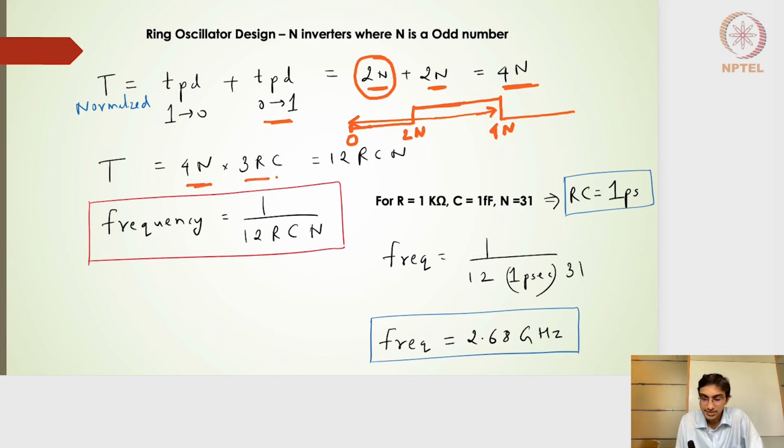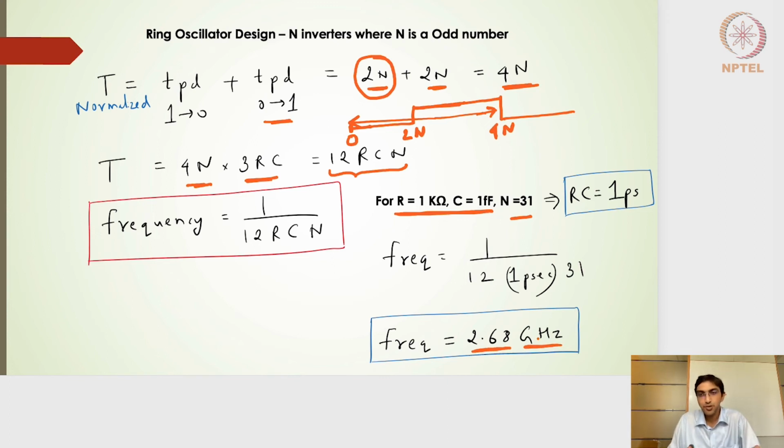4n multiplied by 3RC will be my absolute value, which will be nothing but 12RC into n. So the frequency here will be nothing but 1 by 12RC into n. If R and C are 1 kilo ohm and 1 femtofarad, giving 1 picosecond, or you can consider 10 kilo ohms and 0.1 femtofarads, and if I put an n value of 31 here, the overall time period will be 12 picoseconds multiplied by 31. The frequency turns out to be 1 by 12 into 1 picosecond multiplied by 31, which will be nothing but 2.68 gigahertz.